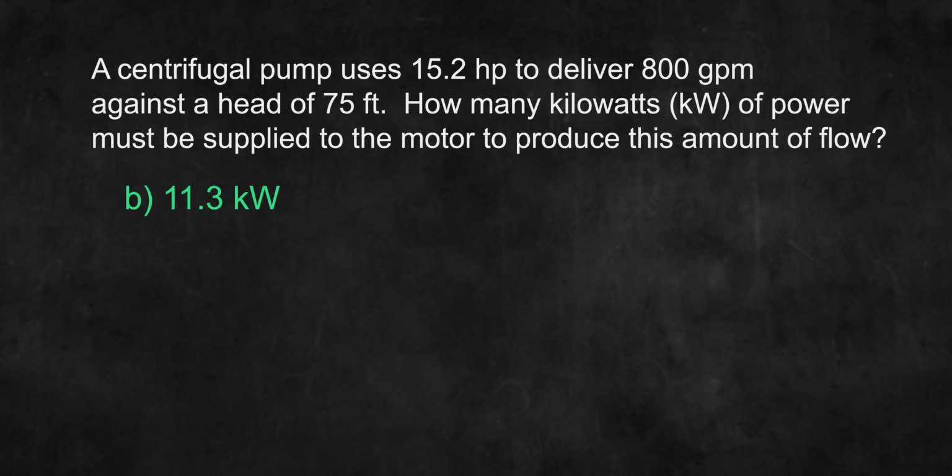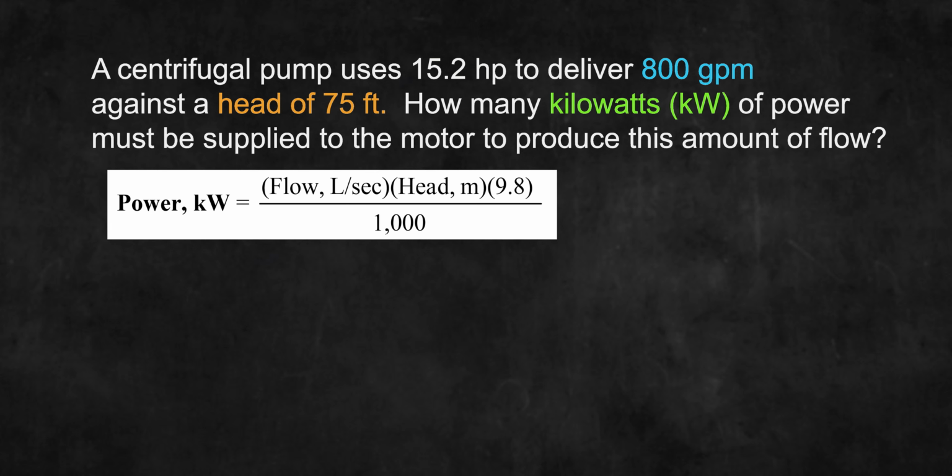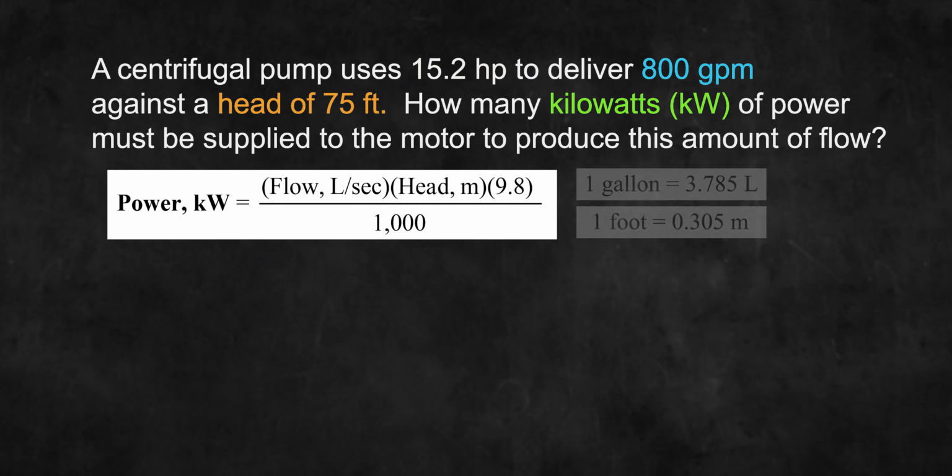The answer is B, 11.3 kilowatts. This is sort of a trick question because there are 2 correct ways to solve this, a short way and a long way. Let's start with the long way. We are going to use this power in kilowatts formula to achieve our answer. What makes this tricky is that we have to convert our units to metric. The flow and the head in our question need to be converted to liters and meters, respectively. This formula, along with the corresponding conversion factors, should be found in the formula packet given during your exam.